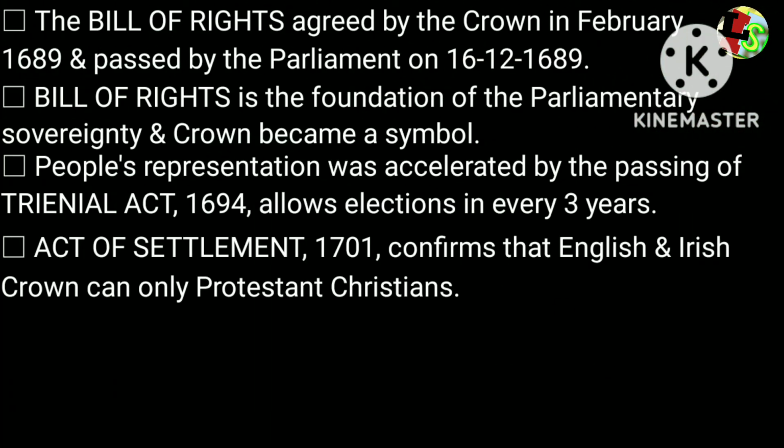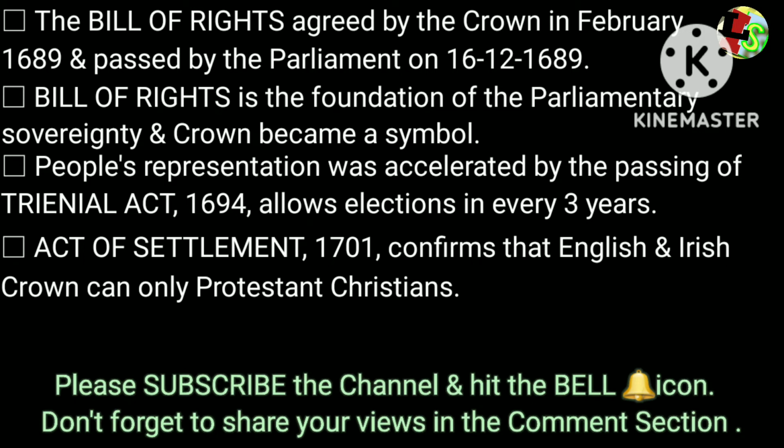The Bill of Rights was agreed by the Crown in February 1689 and it was passed by the Parliament on 16th of December 1689. The prime objective behind the act was the supremacy of parliamentary sovereignty over all other institutions in England, and the power of the Crown became a mere symbol. The Bill of Rights is the foundation of parliamentary sovereignty and people's representation, which was further accelerated with the Triennial Act of 1694, providing a general election every three years. Further, the Act of Settlement of 1701, whereby the English and the Irish Crown can only be held by Protestant Christians.